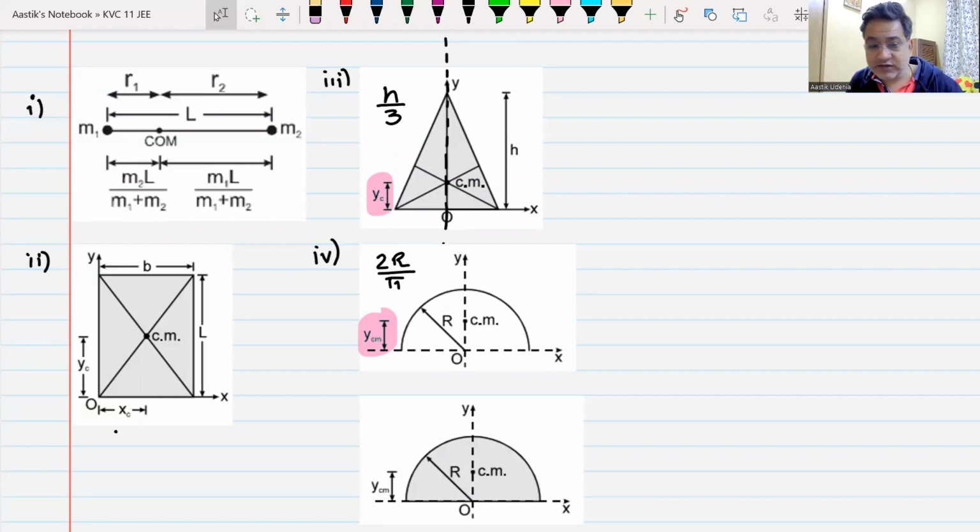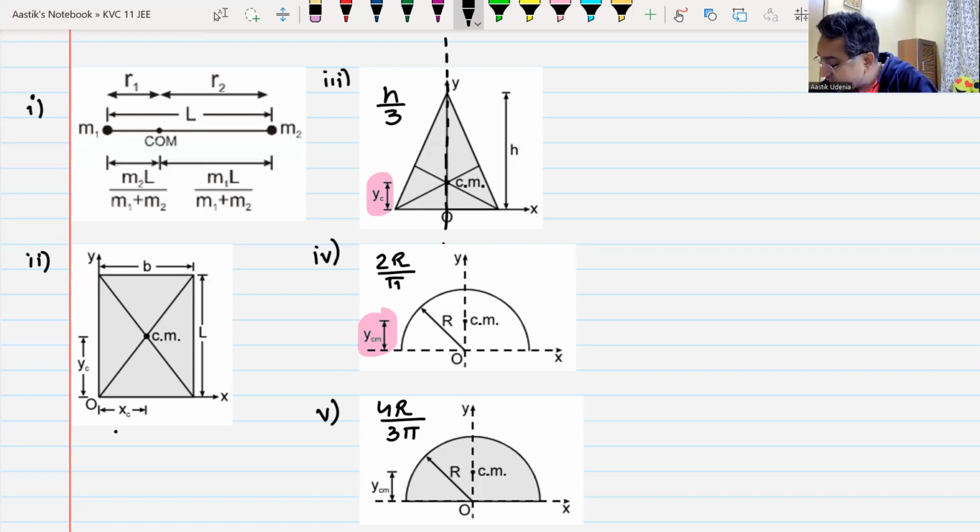This is a semicircular disc. So what is the difference between a disc and a ring? A ring is hollow. A disc is full of material. Do we understand this? Here also, we don't need to find out the x coordinate because the x coordinate is 0. You just need to find out the y coordinate. The y coordinate is 4r by 3 pi, where r is the radius of this circular disc. I hope everyone is able to understand this.